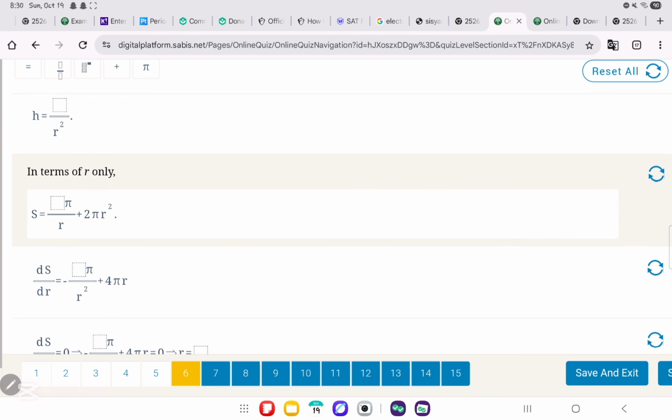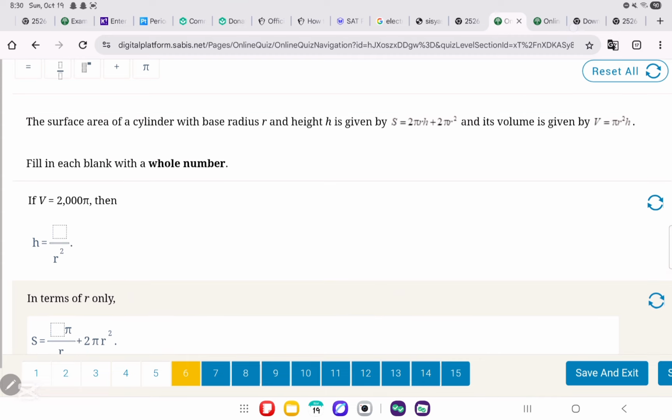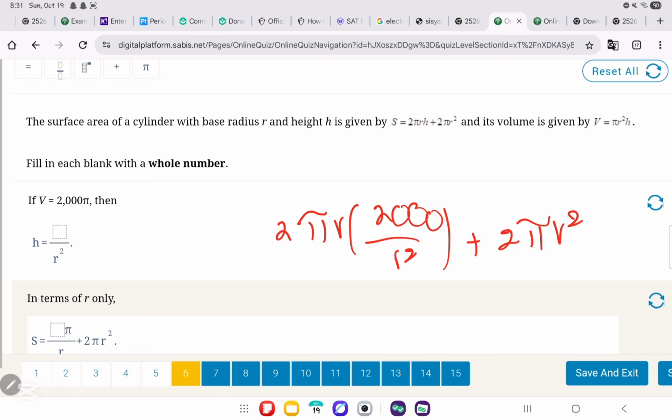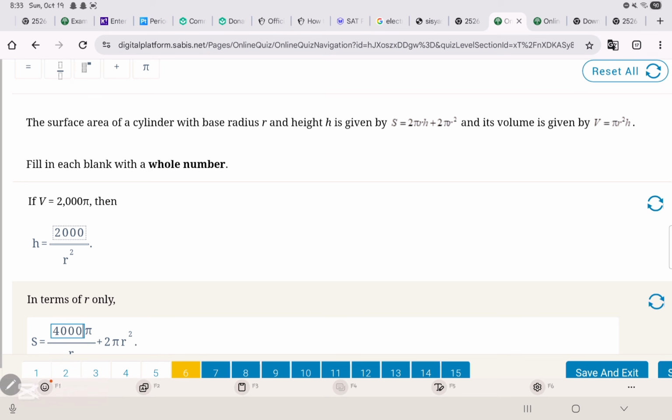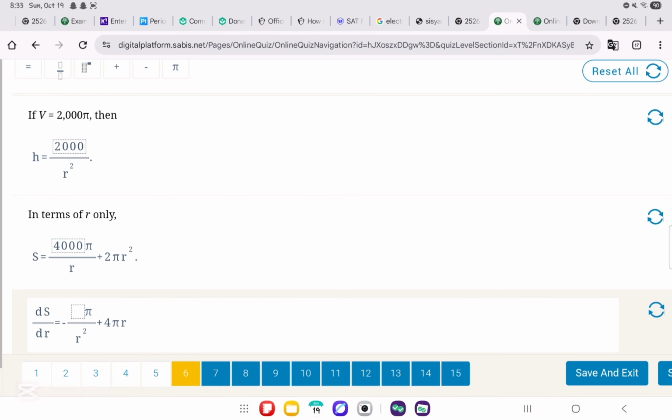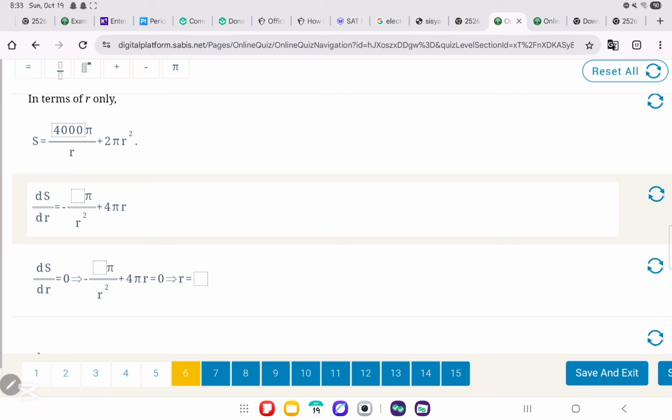Now, in terms of r only, they want us to substitute it in the surface area. So it's going to be 2 pi r times 2000 over r squared plus 2 pi r squared. So what would we need to do in this situation? Again, we're going to do like last time. We're going to multiply by 2, so it becomes 4000 pi over r plus 2 pi r squared, right? Now, they need the derivative, so we're going to take the derivative of this. I'm going to leave the derivative up to you guys. It's going to be minus 4000 pi over r squared plus 4 pi r.